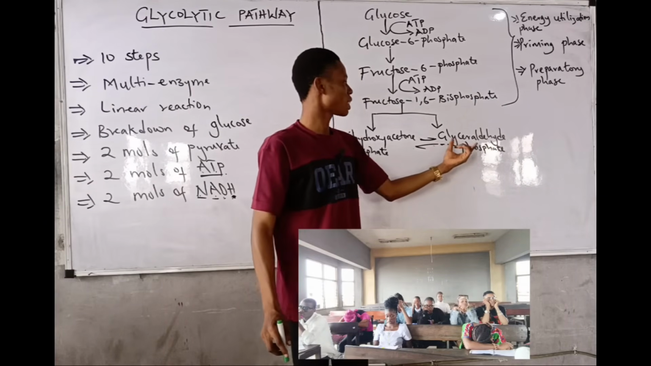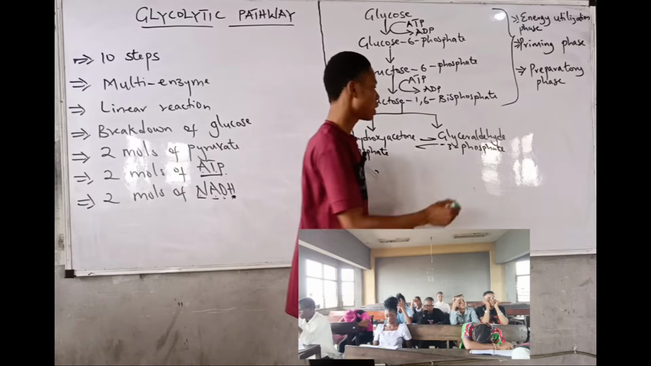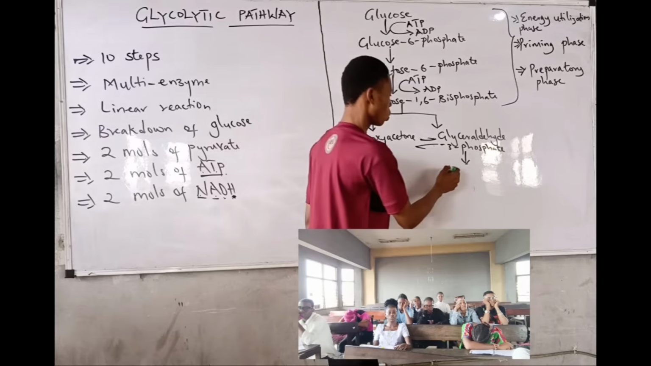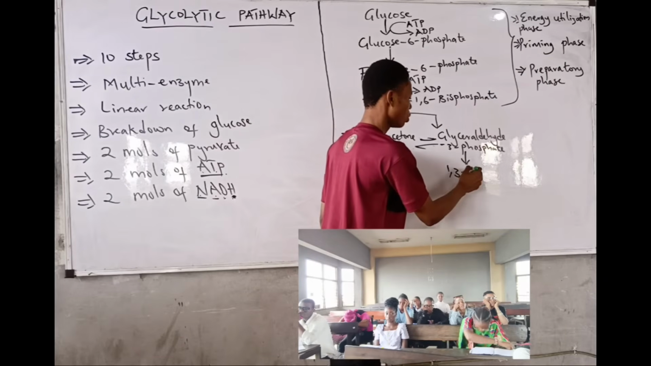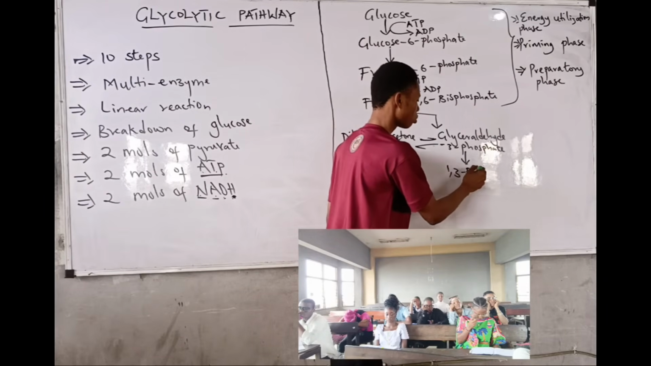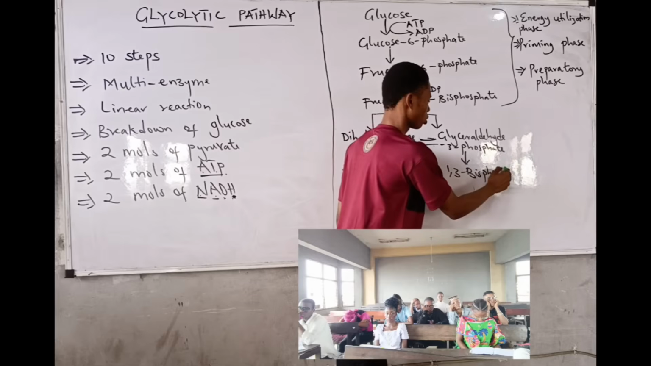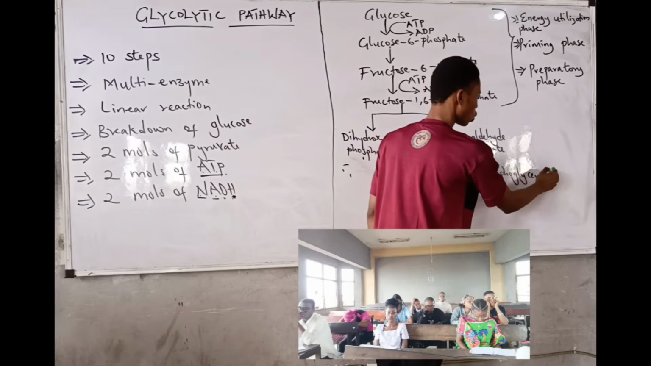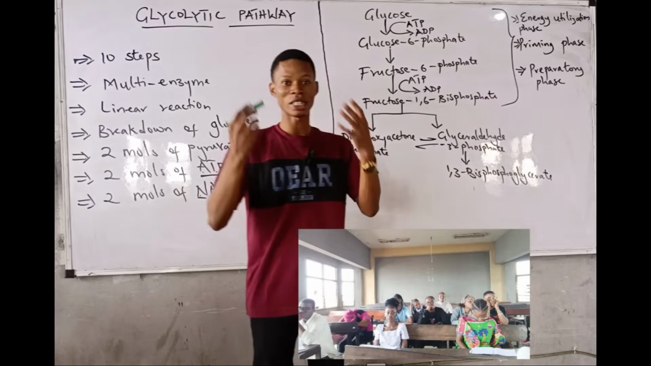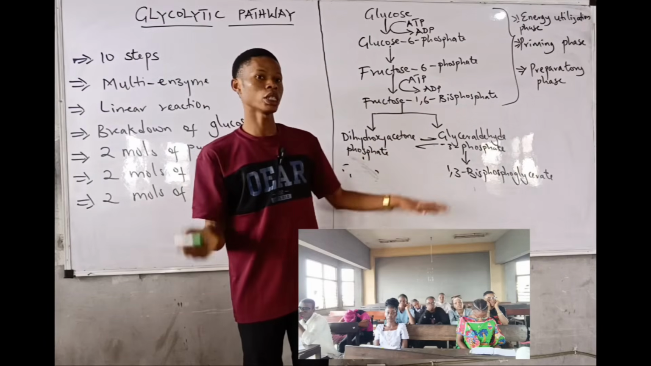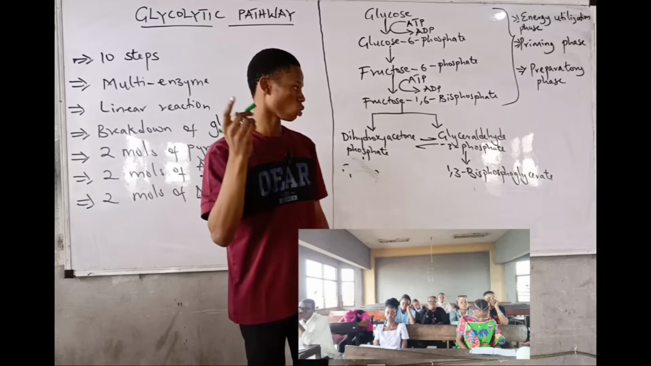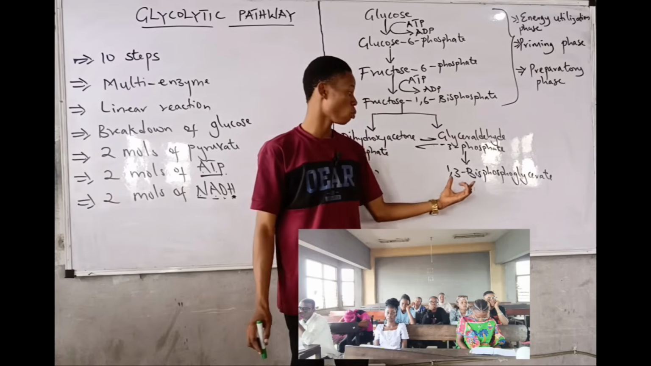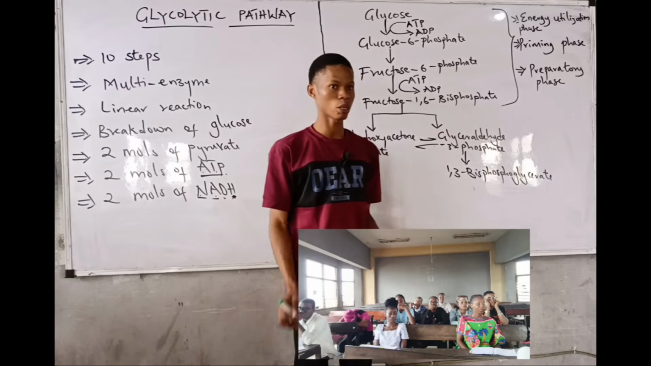Now that we've gotten glyceraldehyde 3-phosphate, the next thing is glyceraldehyde 3-phosphate is converted to 1,3-bisphosphoglycerate. Just follow how it's going. I don't expect you to get it in your head yet. After this, we'll take it again and you must get it in your head. So glyceraldehyde 3-phosphate is converted to a molecule of 1,3-bisphosphoglycerate. But notice something here.